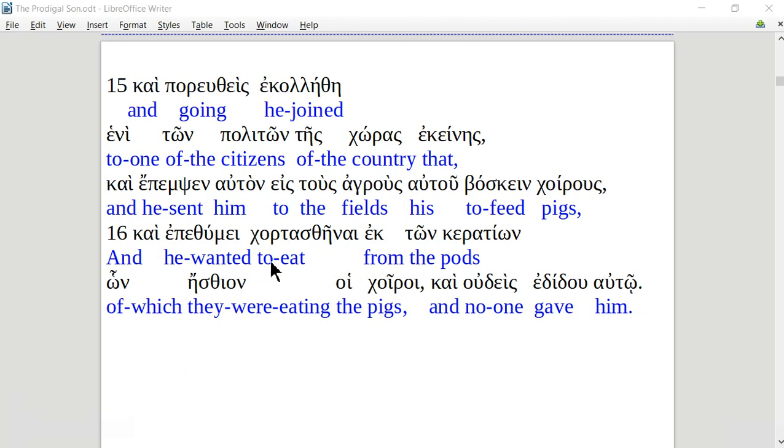Kai epethumei chortasthenai ek ton keration, he wanted to eat from the pods of which they were eating, the pigs. Kai oudeis edidou autoi, no one gave him. So again, the pronoun isn't supplied here in Greek. We have to supply it in English, and probably the best pronoun here would be no one gave him anything. No one gave him anything to eat.